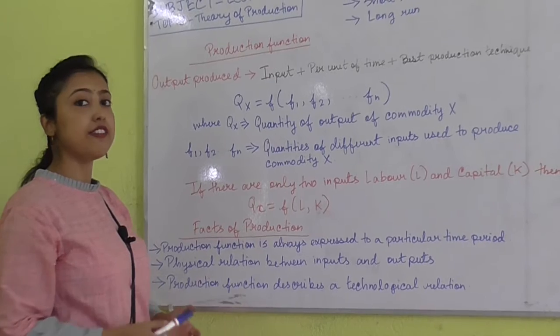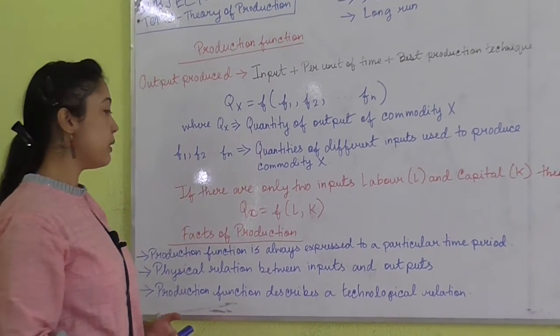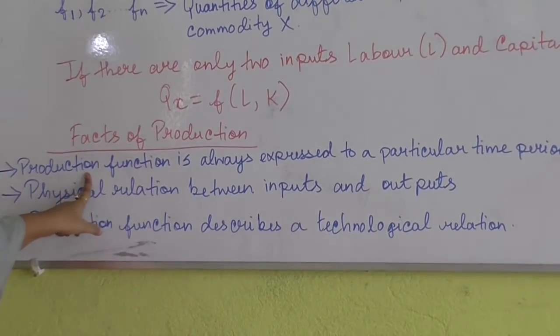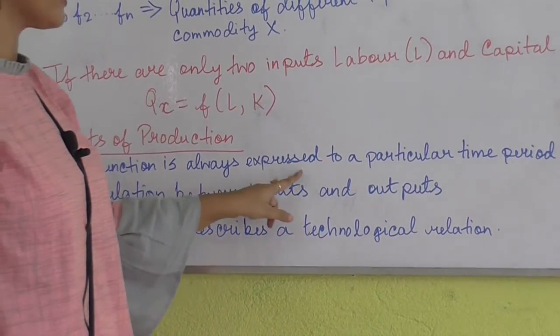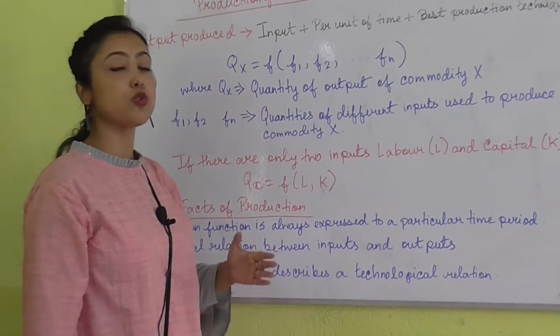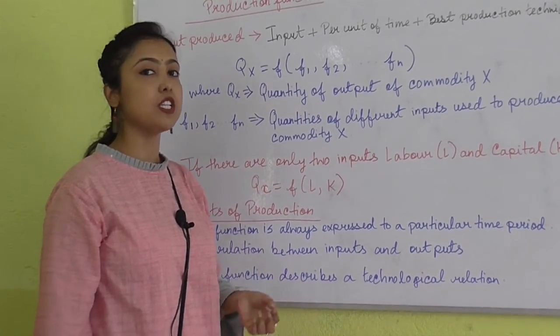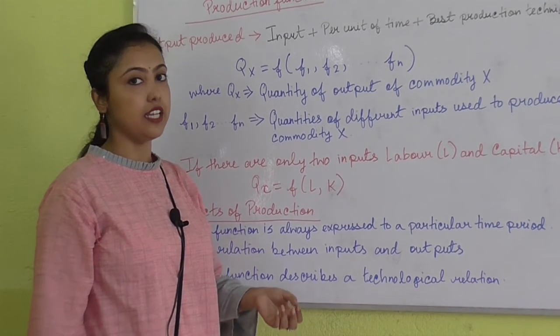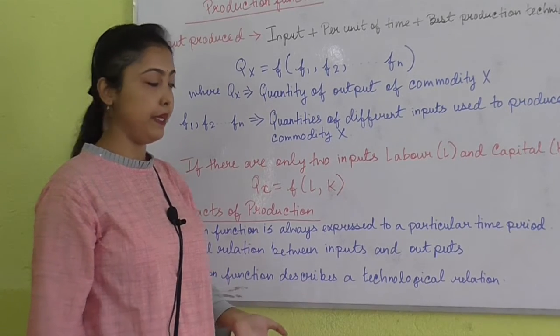Now there are certain facts which you need to learn about the production function, that is the facts of production. The first fact is that the production function is always expressed for a particular time period, and the particular time period may be a day, a week, a month or a year. It could be any type of time period.